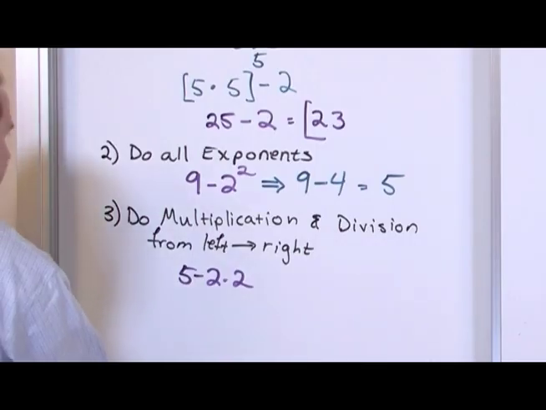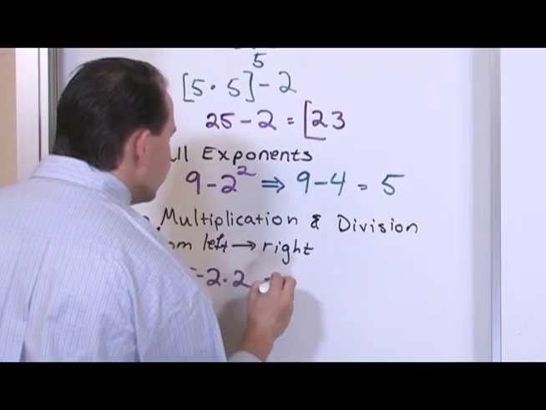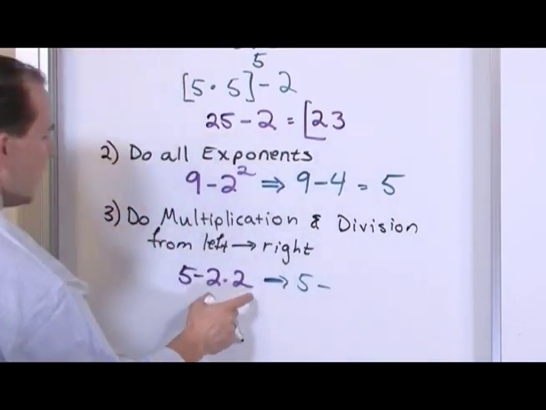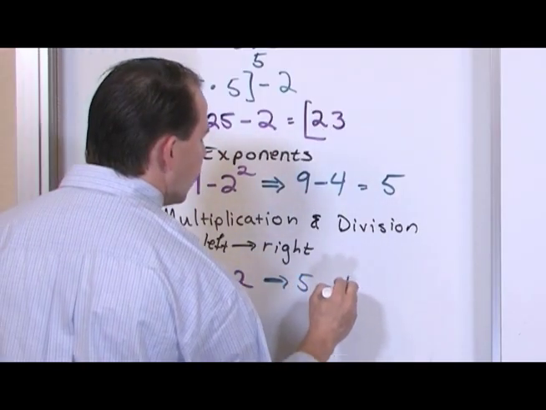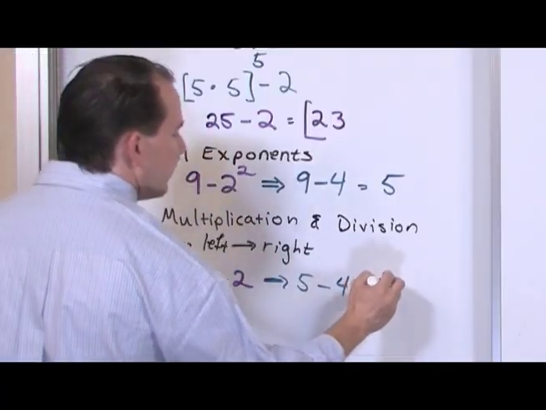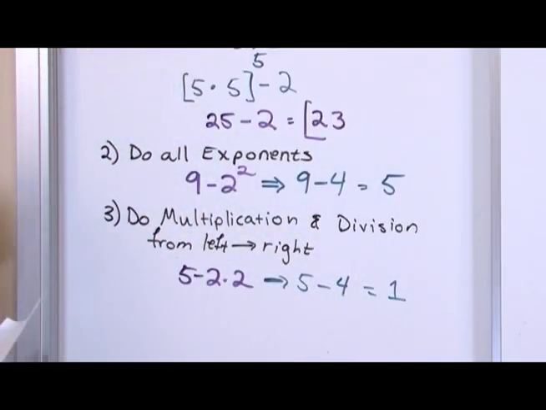So in order to do this problem right, what you would have is 5 minus, and then you do the multiplication. 2 times 2 is 4. And then you can simplify this. 5 minus 4 is 1. So this is the correct answer to get the number 1.